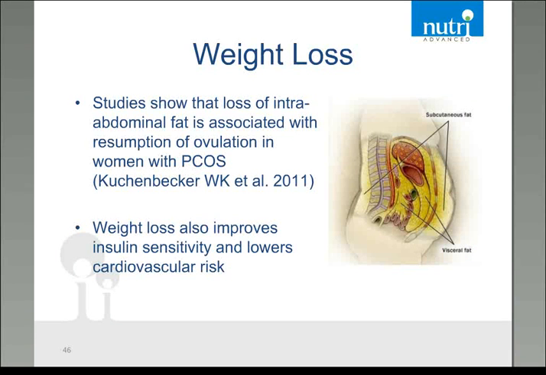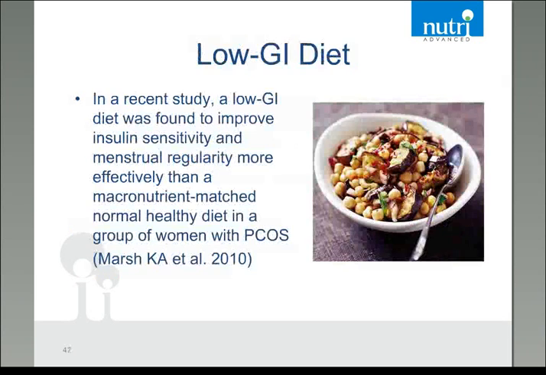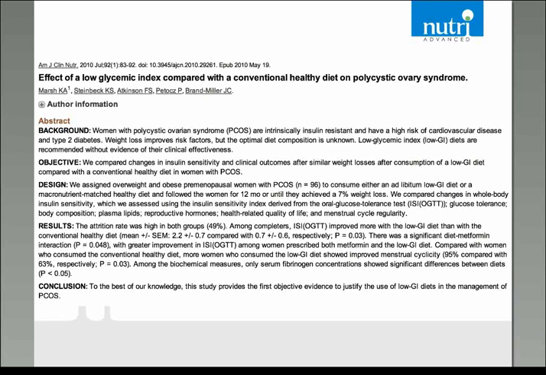Studies show that loss of intra-abdominal fat is associated with resumption of ovulation in women with PCOS. Weight loss also improves insulin sensitivity and lowers cardiovascular risk. So we definitely want to be thinking about encouraging them to make dietary changes and lifestyle changes to get that fat moving. Low GI diet. In a recent study, a low GI diet was found to improve insulin sensitivity and menstrual regularity more effectively than a macronutrient-matched normal healthy diet in a group of women with PCOS. And what we've got provided is that low GI diet.